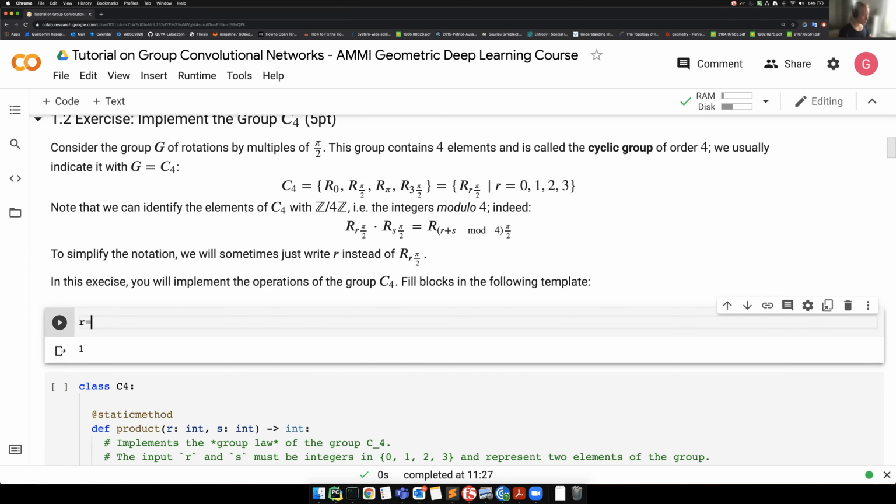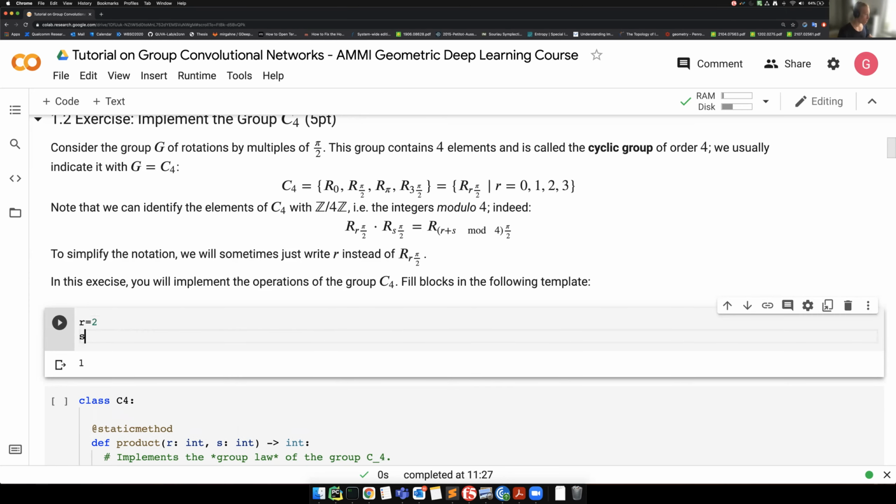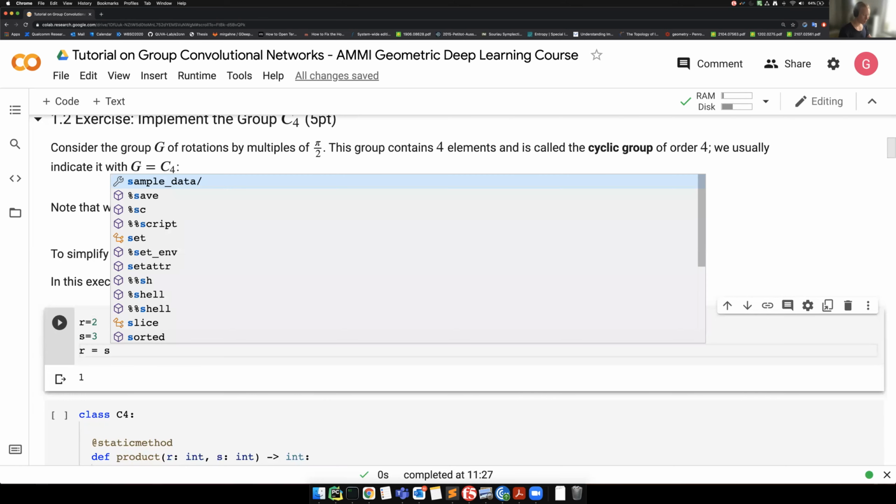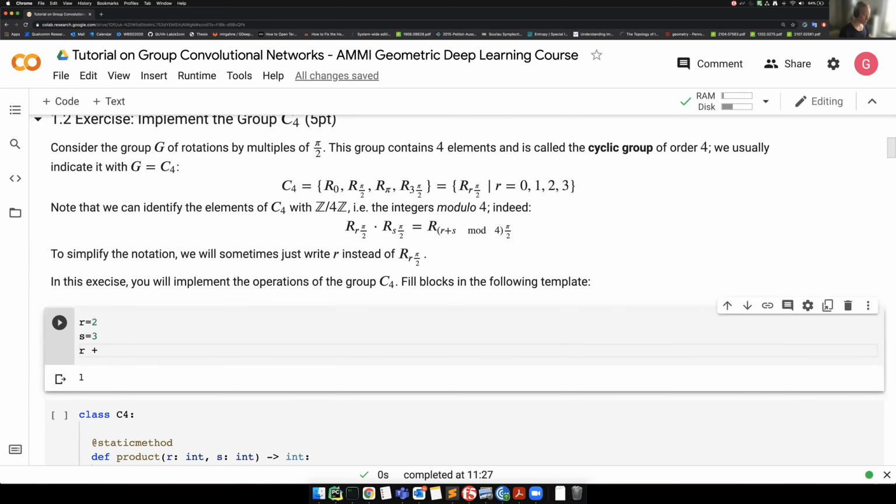In our case, suppose that r is equal to 2, s is equal to 3. Now we have r plus s modulo 4. That's 1 again. So that's basically making sure that if you sum r and s and you go beyond 4, rather than going to 5, 6, 7, you just go back to the start from 0. And that's the same idea as rotations.